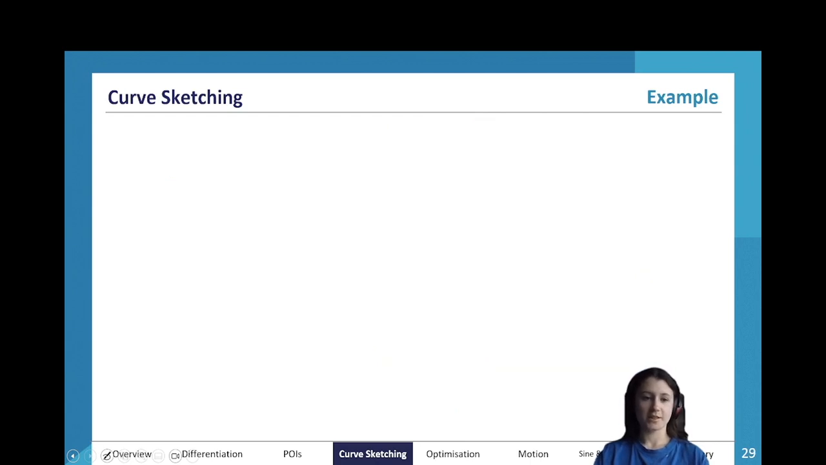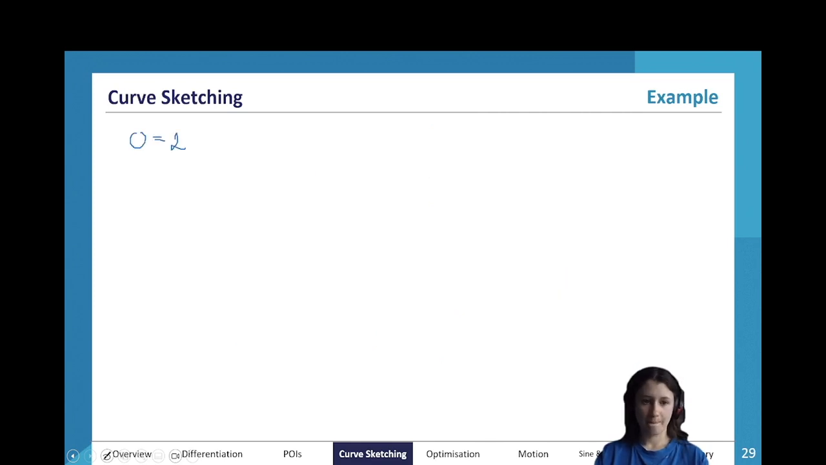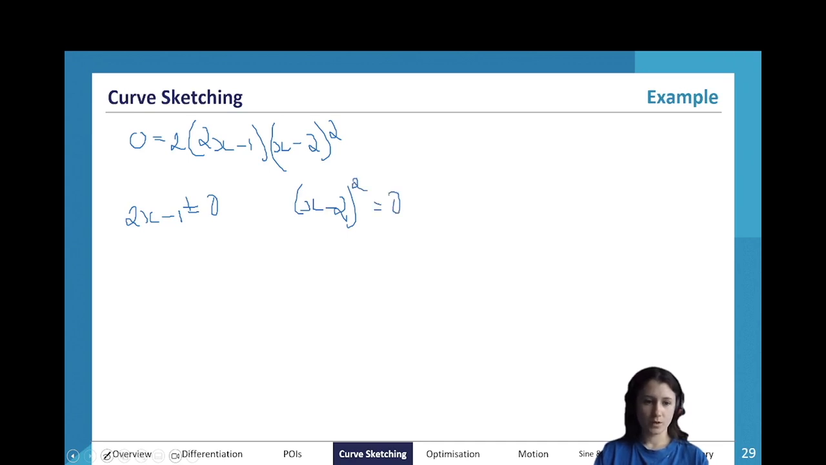So to find a stationary point, we need to let the derivative equal 0. So we're going to have 2x outside of x minus 2 squared. Alright, so let's go through and solve this here. We can use the null factor theorem. So we can let 2x minus 1 equal 0 and x minus 2 squared equal 0. So we're going to have x equals a half or x equals 2.